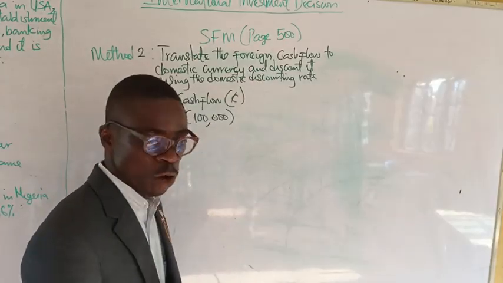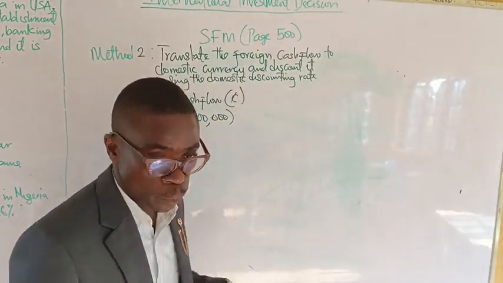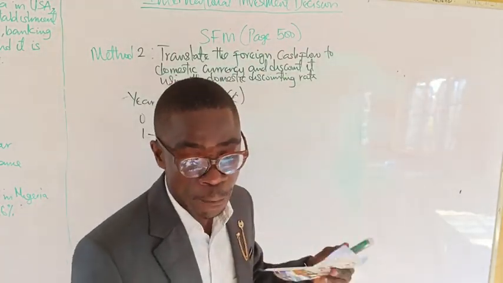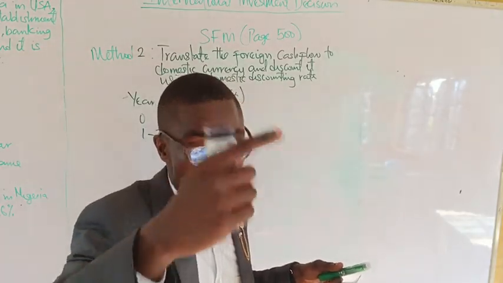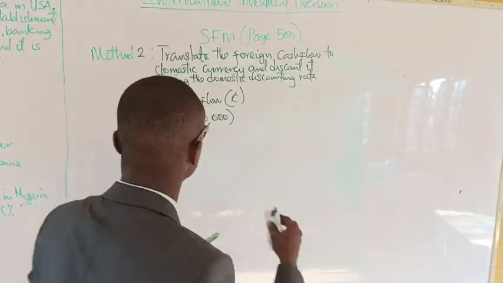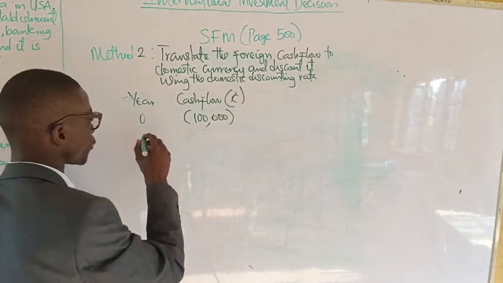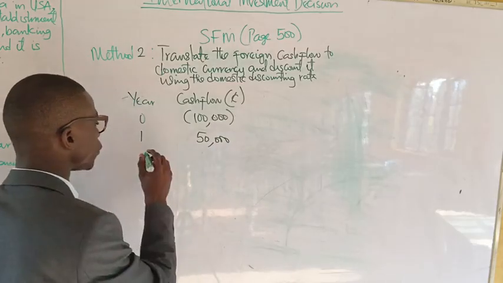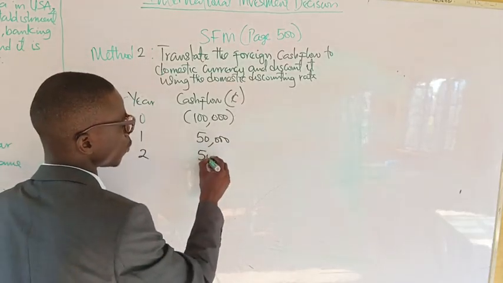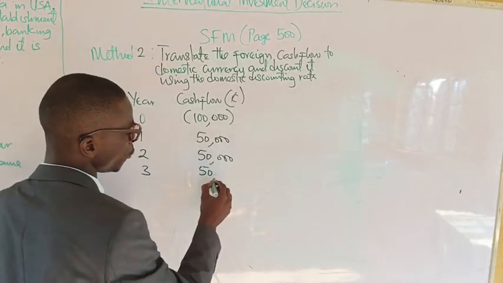So please, for the first one, so that you can be fast in the exam, we did the first method, because they said we should calculate the foreign NPV first. So you can use annuity for that. So please just know that. So year one, you have 50,000. Year two, 50,000. Year three is 50,000.